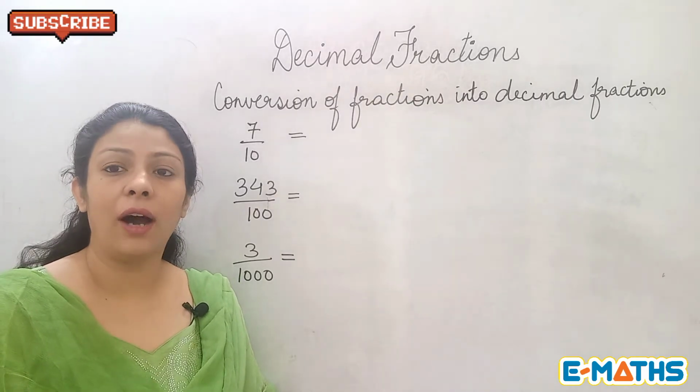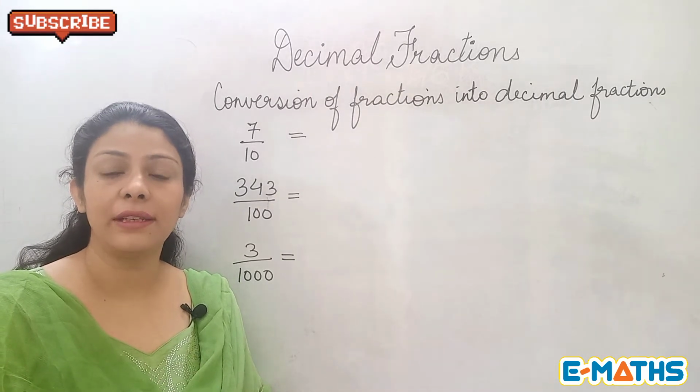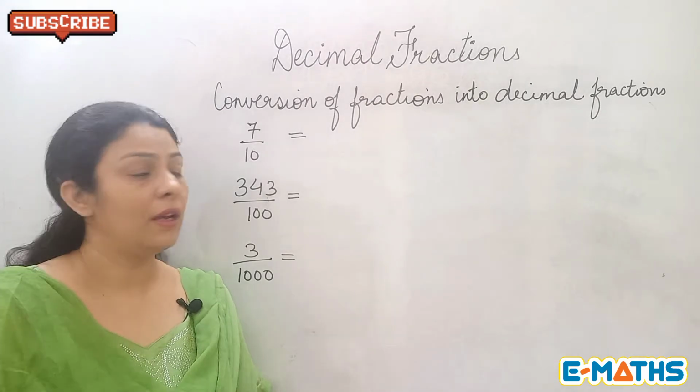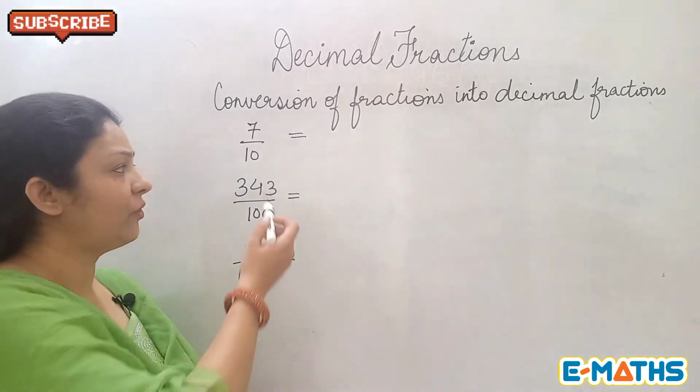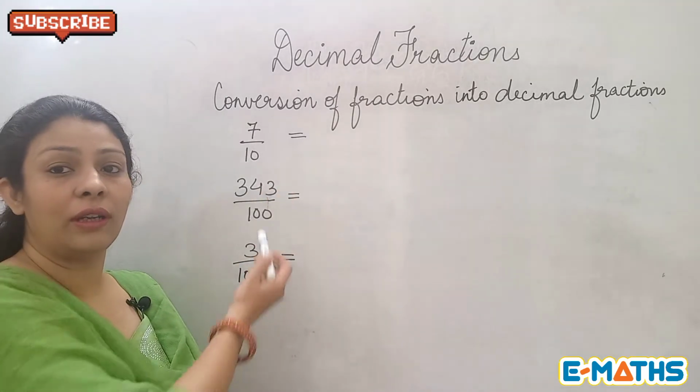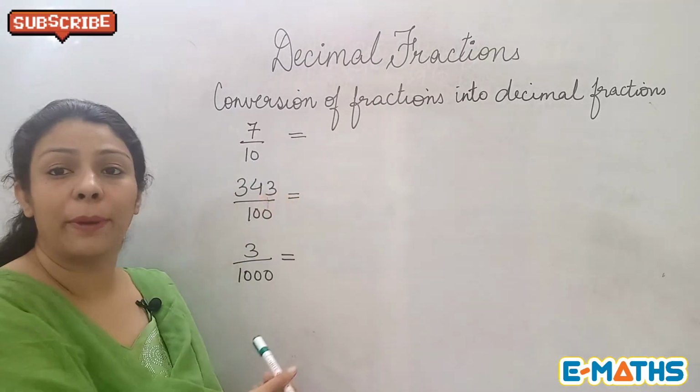Now let's see how we can convert fractions into decimal fractions. I have written down certain fractions having different denominators, and if you see the denominators, these are all either 10 or a higher power of 10.